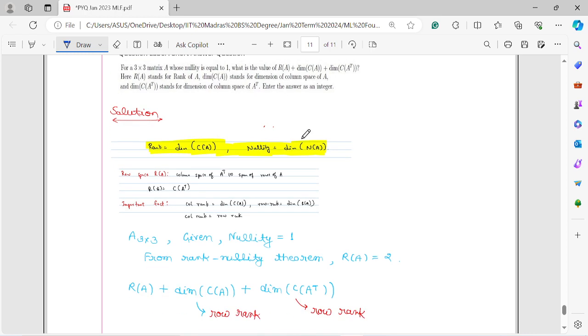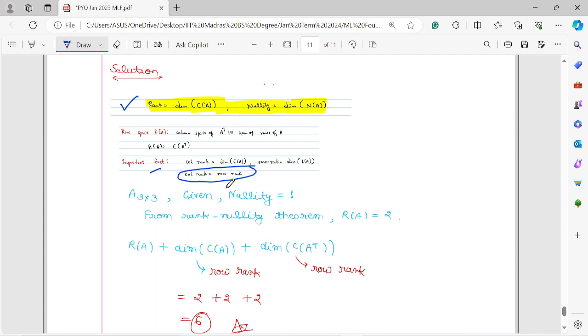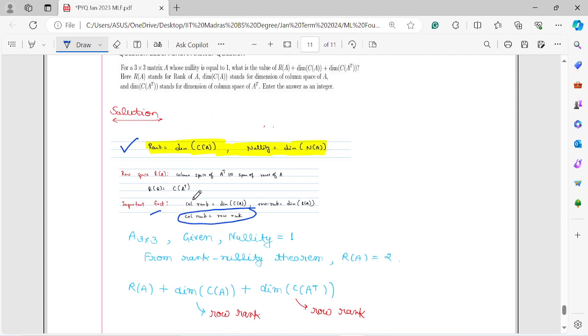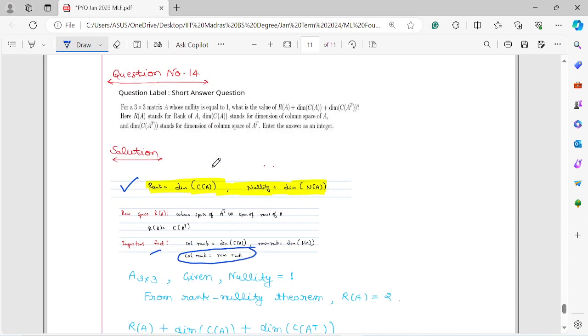There are some points you have to remember. Rank of A is equal to the dimension of the column space of A, and nullity is equal to the dimension of the null space of A. The row space of A is equal to the column space of A transpose. The column space of A transpose is equal to the span of the rows of A. Important: column rank is equal to the dimension of the column space of A, and row rank is equal to the dimension of the row space of A. This implies that column rank is equal to row rank. You have to remember these points, and from these we can easily calculate the answer to this question.